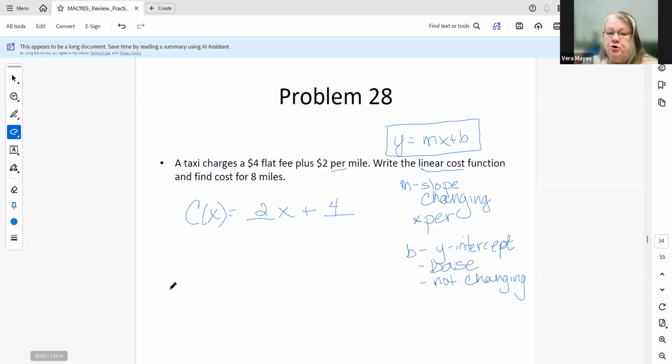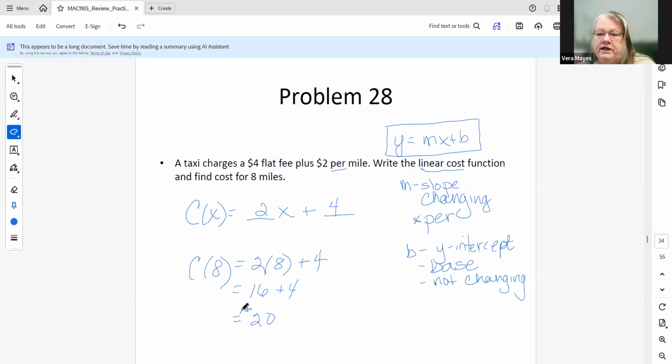Now, a lot of times these are two-parters. So what they're going to do now that you have come up with a function, they're going to ask you to calculate the cost for a certain amount. So this is 8 miles. We just put it in everywhere we see an x, not changing the slope and not changing our base. So this ride of 8 miles would cost us $20.